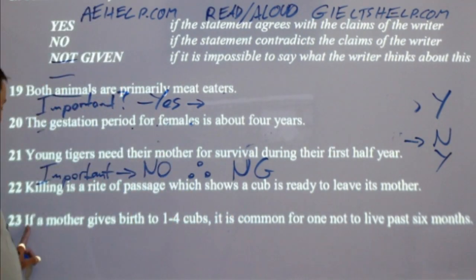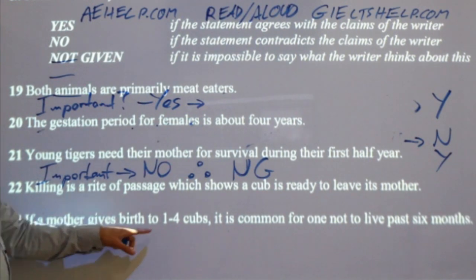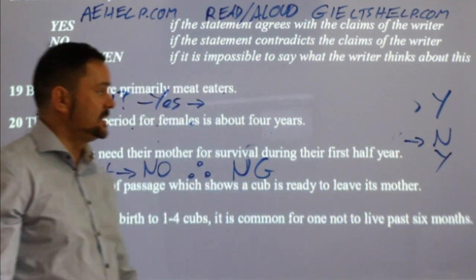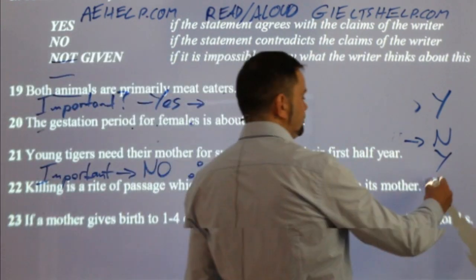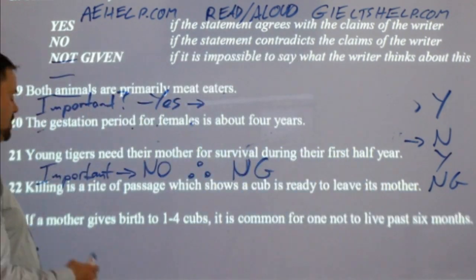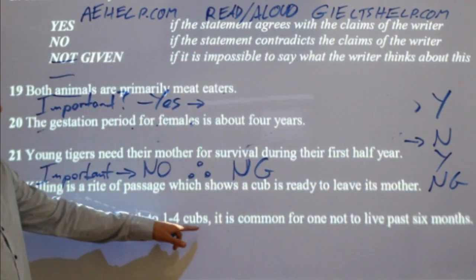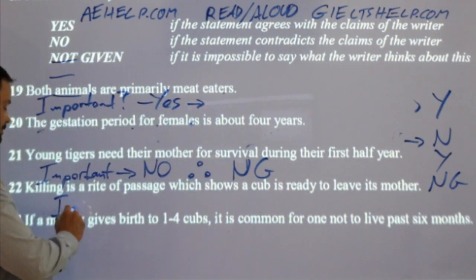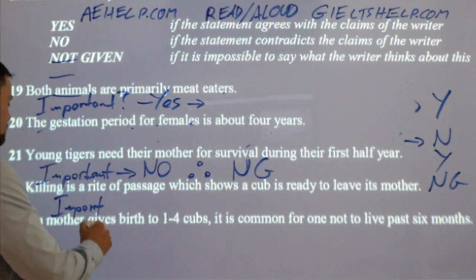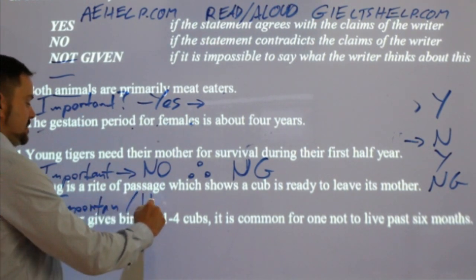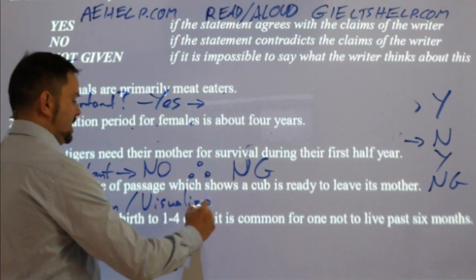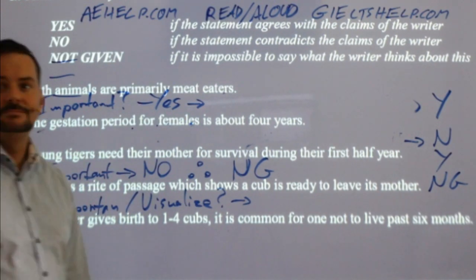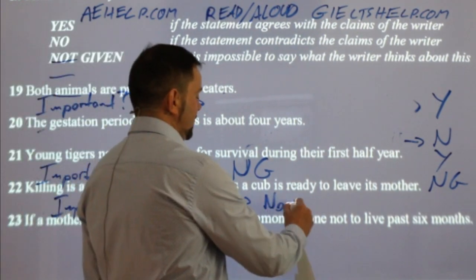All right, last one. 23. If a mother gives birth to 1 to 4 cubs, it is common for one not to live past 6 months. Important. Did I visualize little baby tigers dying? No. So, probably not given, right?